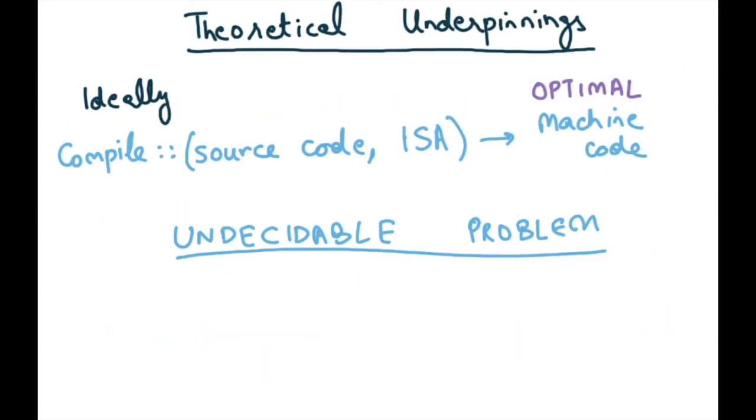Okay, theoretically, what is a compiler supposed to do? A compiler is supposed to take as input a program source code and an instruction set architecture. For example, we could take a C program and an instruction set architecture like the x86. And the ideal compiler is supposed to generate the optimal machine code for that source code and a given instruction set architecture.